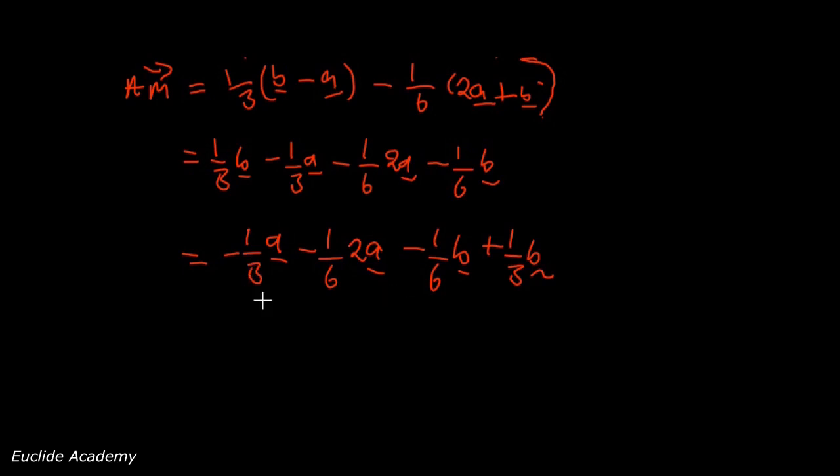So from here we can say this is negative 1 over 6 times 2a, so we can cancel the 2 here and the 2 there, so that what we get here is negative 1 over 3 a, this becomes minus 1 over 3 a, and then minus 1 over 6 b plus 1 over 3 b.